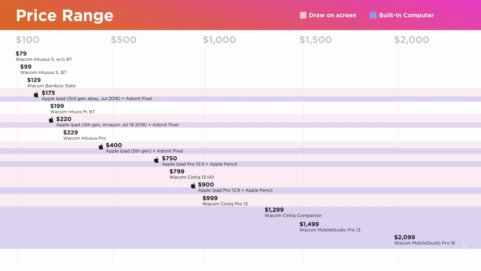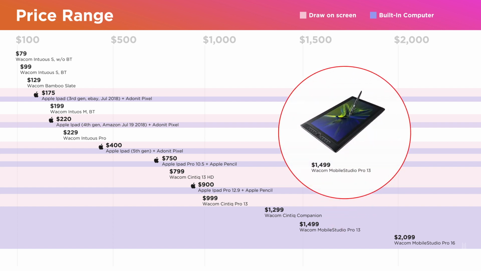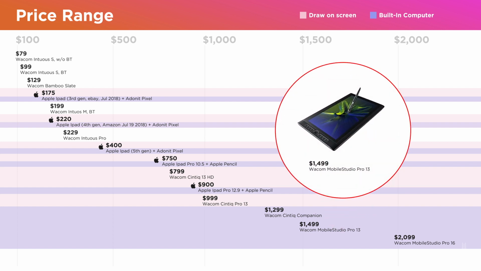Finally, at the top of the list, we have the $1,500 and the $2,100 Wacom MobileStudio Pro. This is great for working on the go and working in something that's a little bit more intense than just Photoshop. This is a full operating system that would rival your MacBook or your Microsoft Surface or something like that.